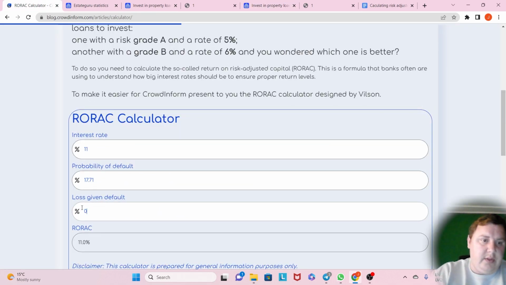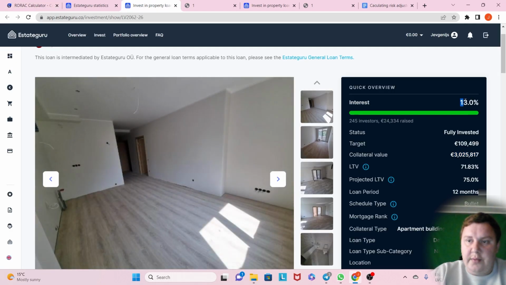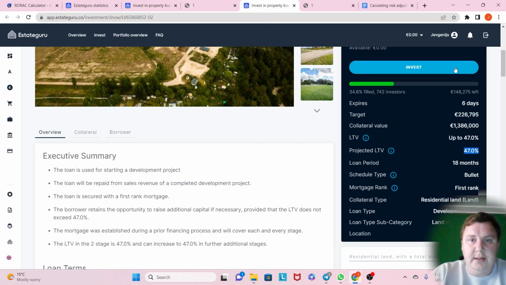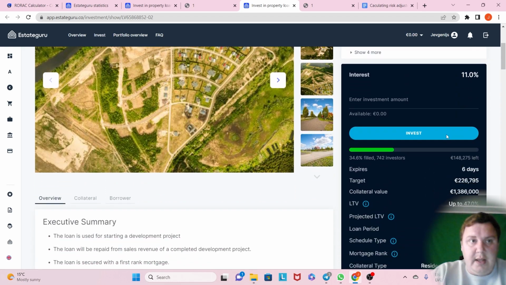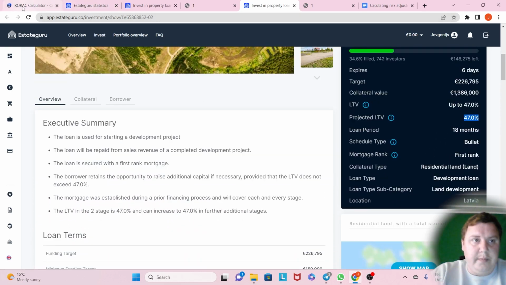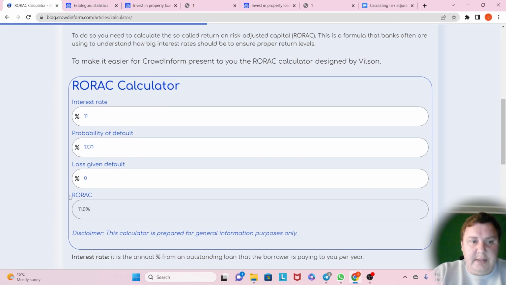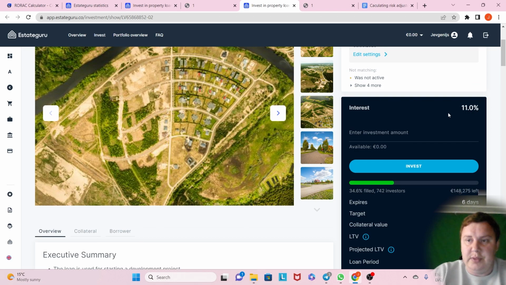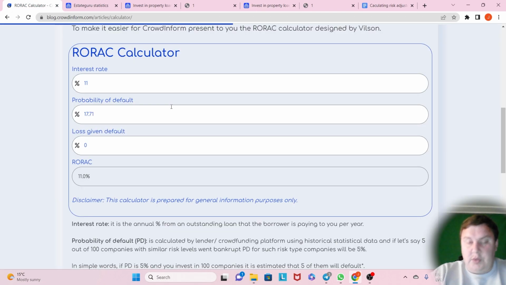And if we have LGD 0, we see that initially this project had a rate of 13%, and this had a rate of 11%. But if we calculate the RORAC, it says that the estimated real returns will be much higher for this project with a rate of 11%. So I strongly recommend doing these checks before you invest.